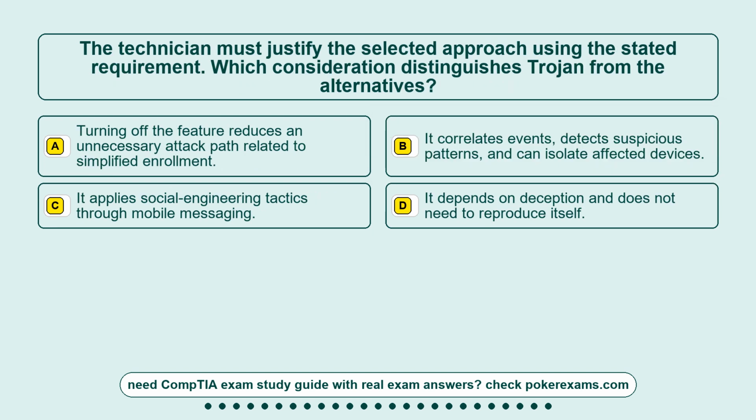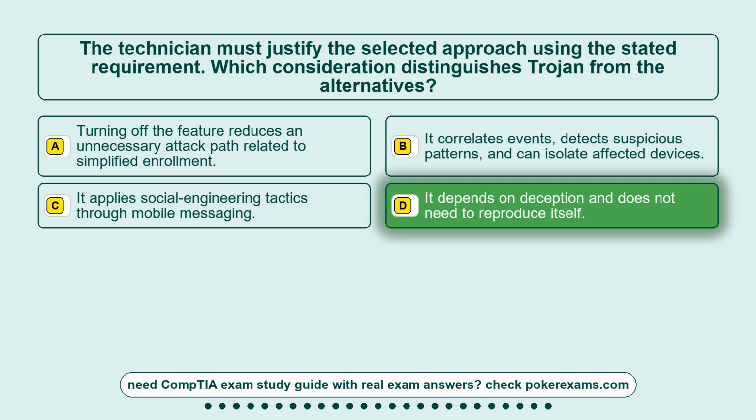Question 6. The technician must justify the selected approach using the stated requirement. Which consideration distinguishes Trojan from the alternatives? Option A. Turning off the feature reduces an unnecessary attack path related to simplified enrollment. Option B. It correlates events, detects suspicious patterns, and can isolate affected devices. Option C. It applies social engineering tactics through mobile messaging. Option D. It depends on deception and does not need to reproduce itself. The correct answer is option D.